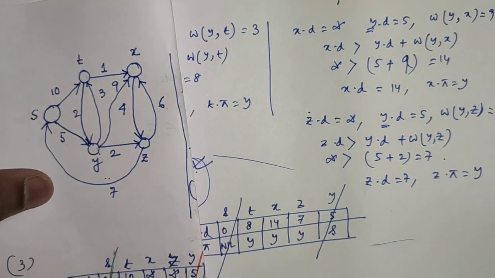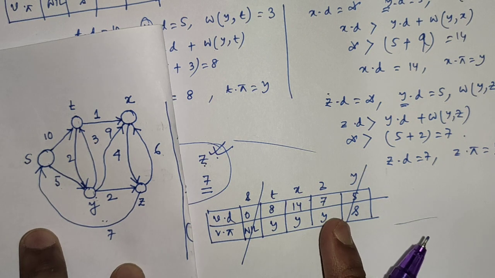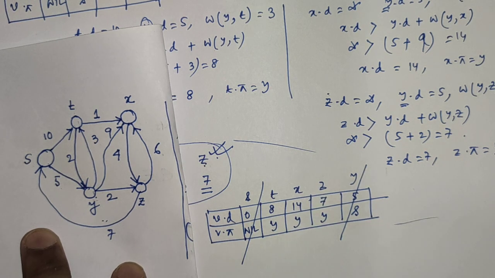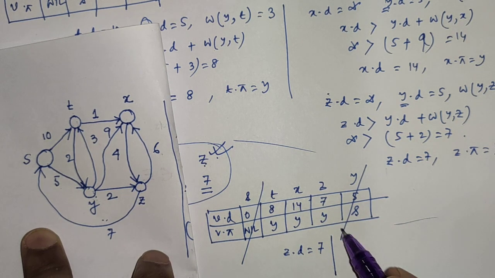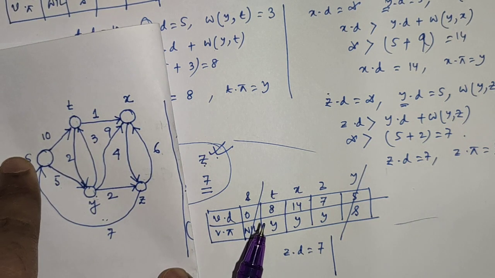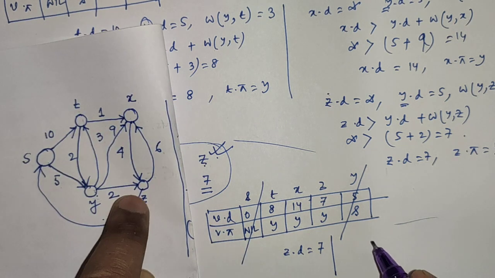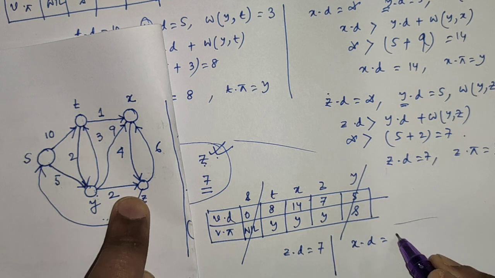So keep the graph here. You are now exploring z. Why are you exploring z? Because z has the minimum d value. Okay. So what is z dot d? It is 7. Now, who are the adjacent of z? From the graph, one is s, but s is cancelled. Another one is x. So identify its current d value. x dot d, it is 14.